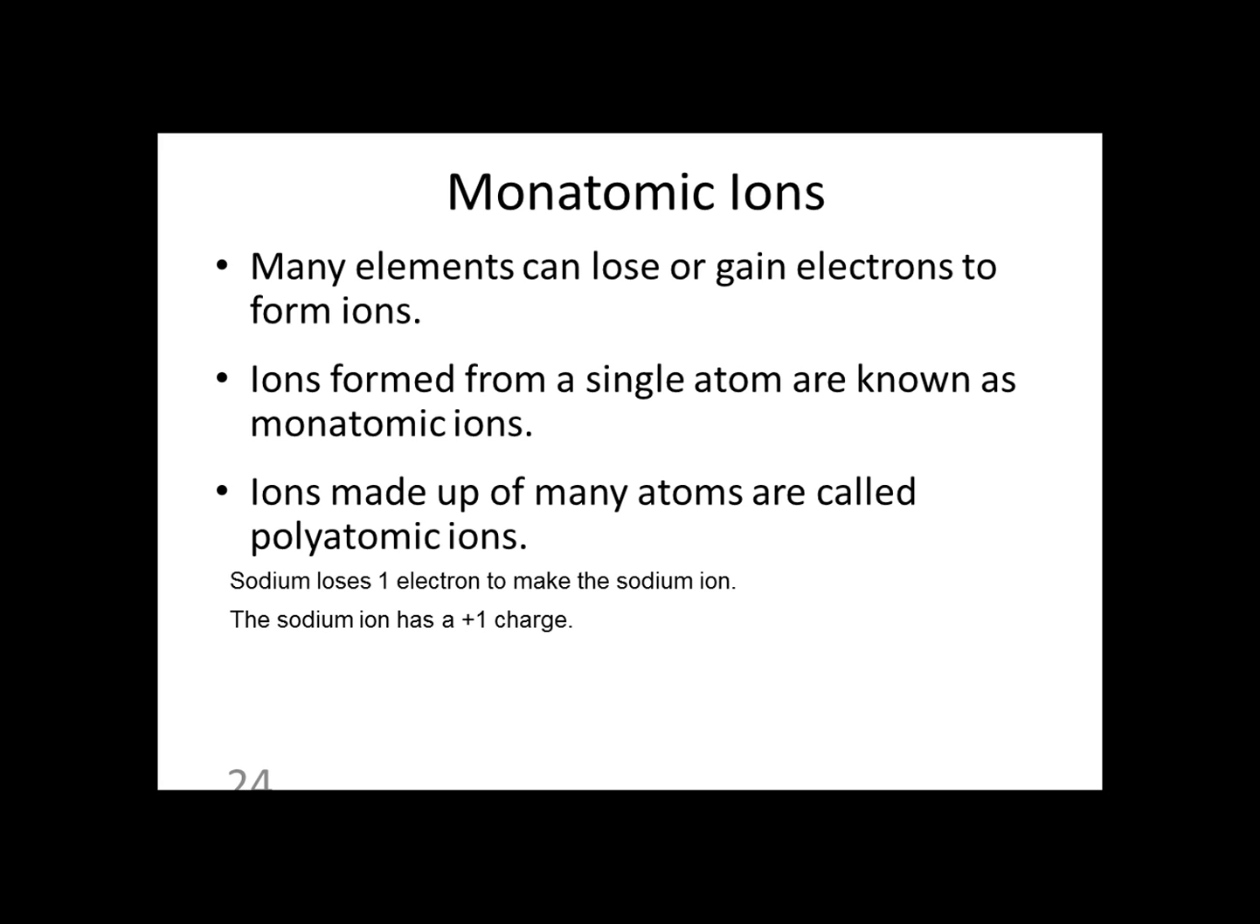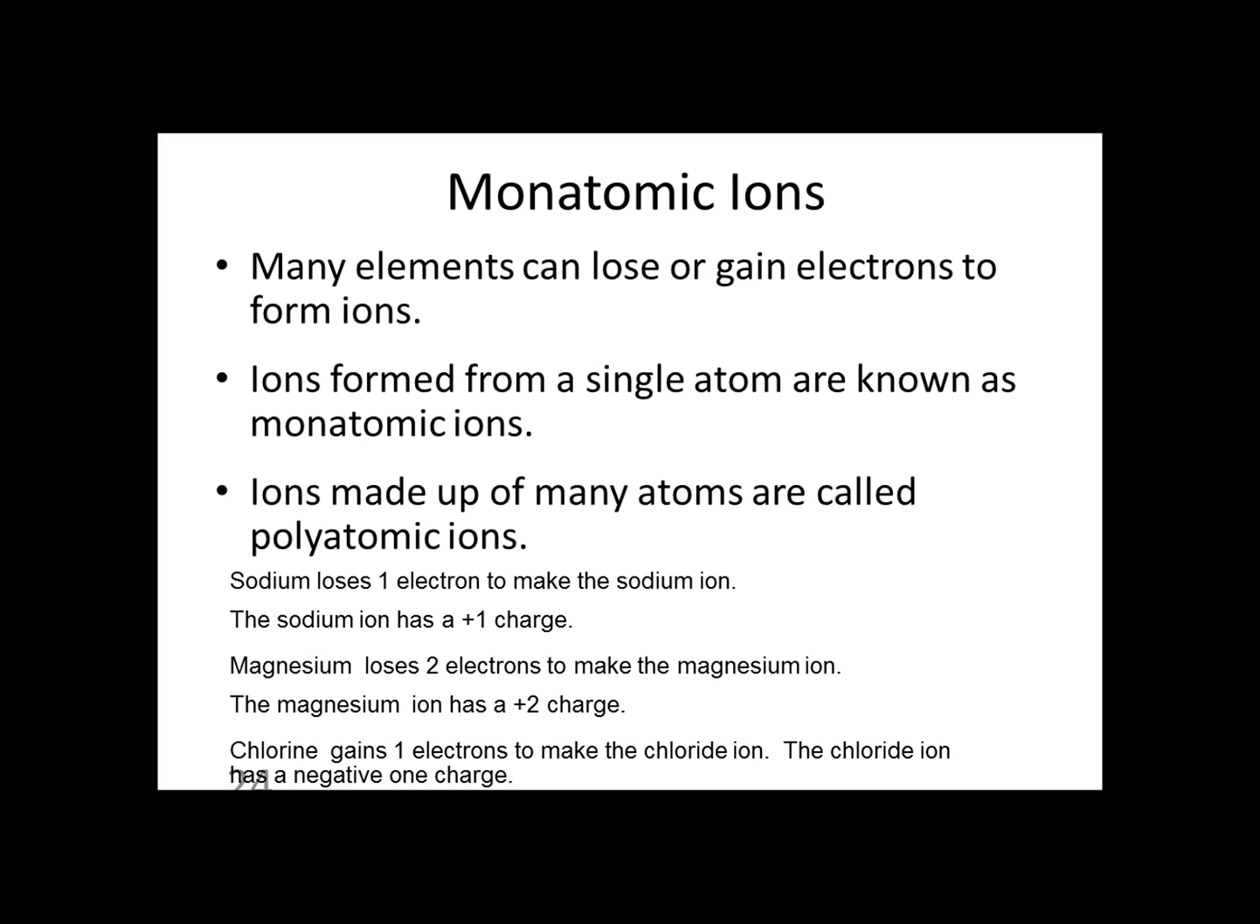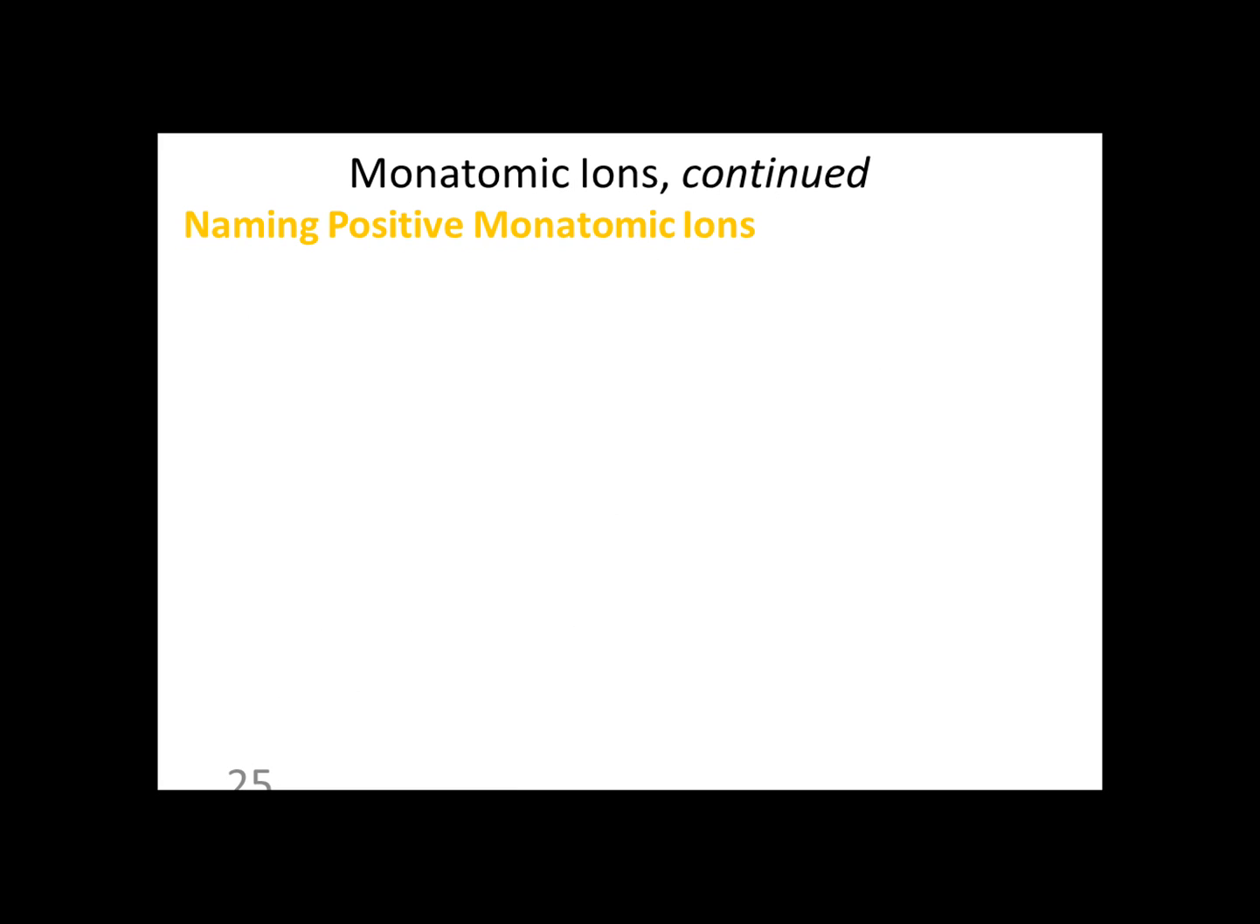So, for example, sodium can lose one electron. An electron is negative. So when you lose an electron, you end up with a positive 1 charge. This is caused by the excess of protons in the nucleus. Magnesium can lose 2 electrons and form the magnesium ion, and the magnesium ion has a +2 charge because it lost 2 electrons. Chlorine can gain 1 electron, and it would then have a -1 charge because remember, electrons are negative.